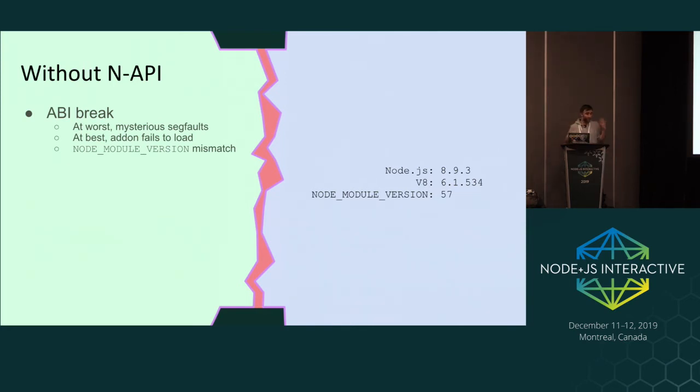To avoid these mysterious failures, we have the node module version. It basically says, look, I'm going to fail you because I can no longer trust that your ABI matches this one, even though it looks like it does. We know that the ABI has changed, therefore we increment the node module version, and then we simply refuse to load a module that was compiled with a lower one. So this was a conscious decision on the part of Node.js.